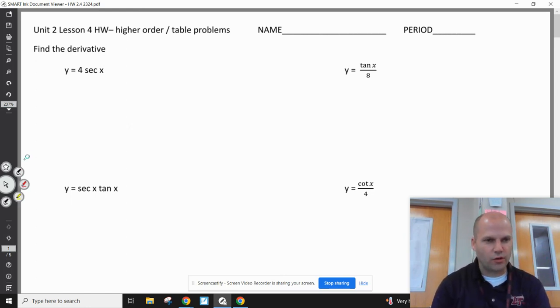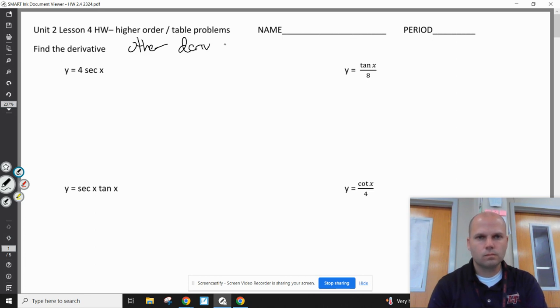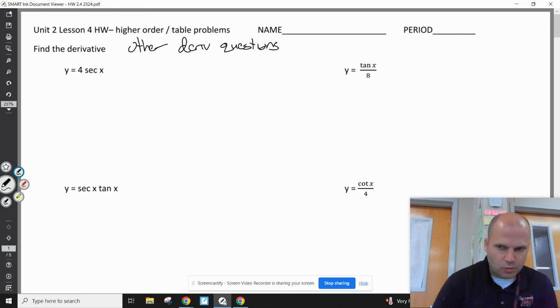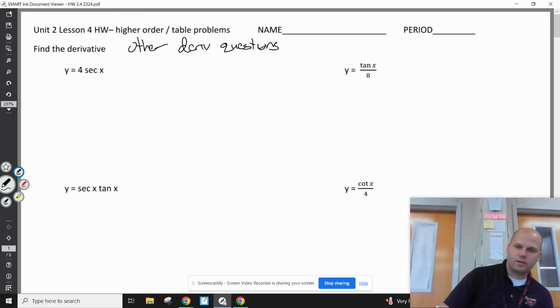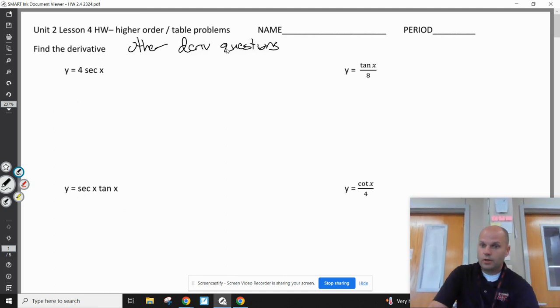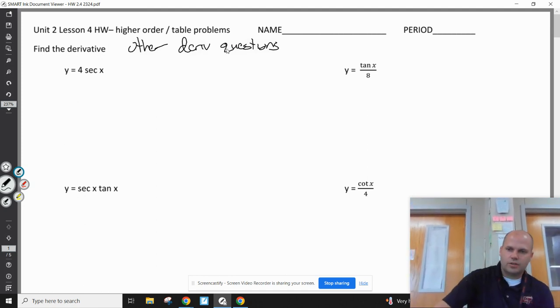Lesson 4 is like other derivative questions. And it's a tricky one, this one. The last two are the trickiest ones of the entire unit. If you thought the product and the quotient rule was tough, do it with sine and cosine, do it with secant and tangent and stuff like that.